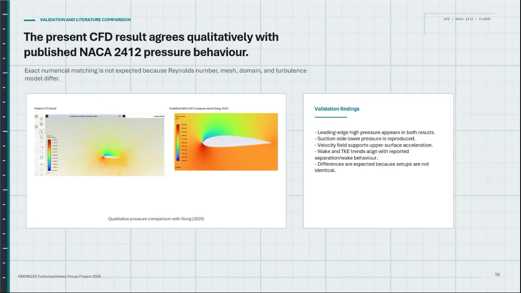The pressure difference between the upper and lower surfaces is the main source of lift. The velocity field also supports the interpretation because it shows upper surface acceleration. In addition, the wake and turbulent kinetic energy trends are consistent with the reported wake and separation behavior in the literature. Exact numerical agreement is not expected because the Reynolds number, mesh, domain, and turbulence model may be different. So the key validation point is that our CFD model captures the correct pressure pattern, velocity behavior, and wake trend.